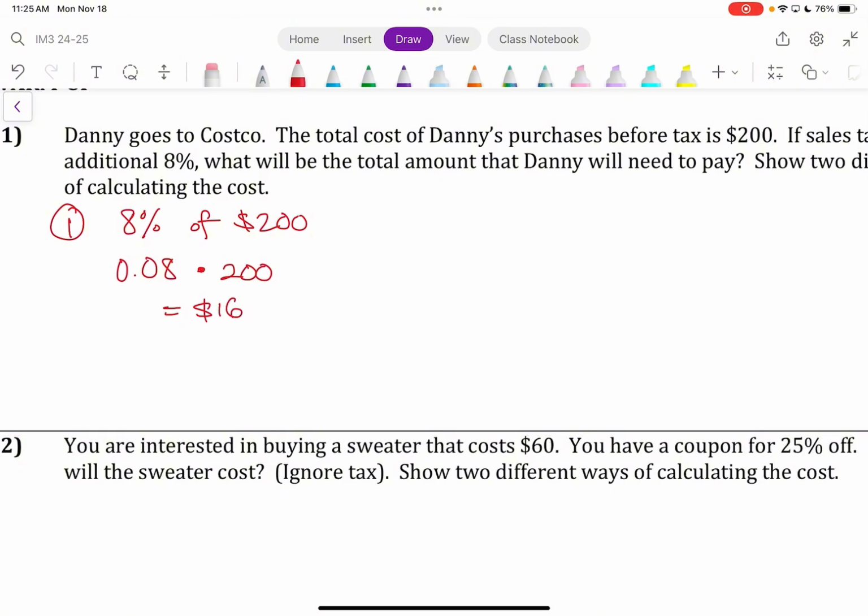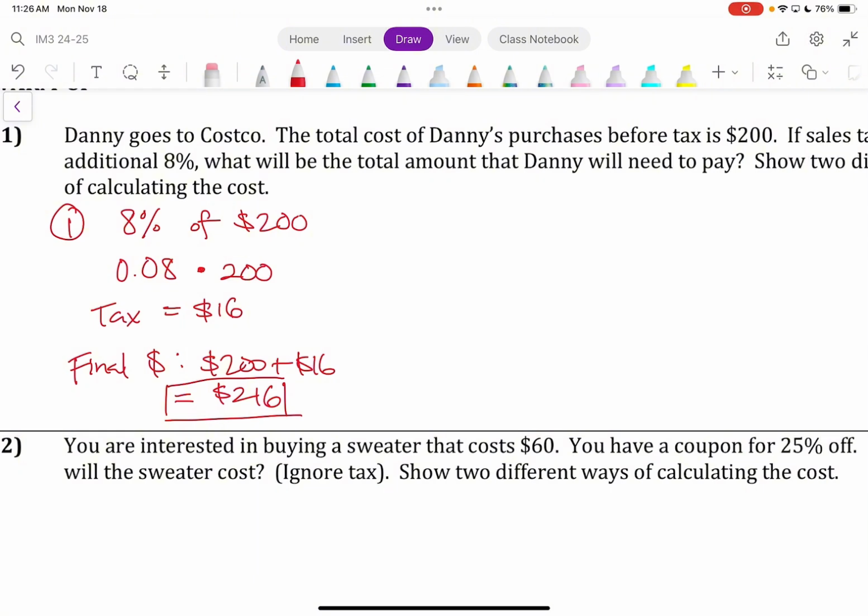$16. This means that if Danny spent $200 at Costco, 16 would be for tax. Now, that's not the final cost. This is just the tax. The final price is the initial $200 plus the tax, which is 16. So the final out the door cost would be $216. So this is approach number 1, where we are computing the tax individually and then adding it to the initial amount.